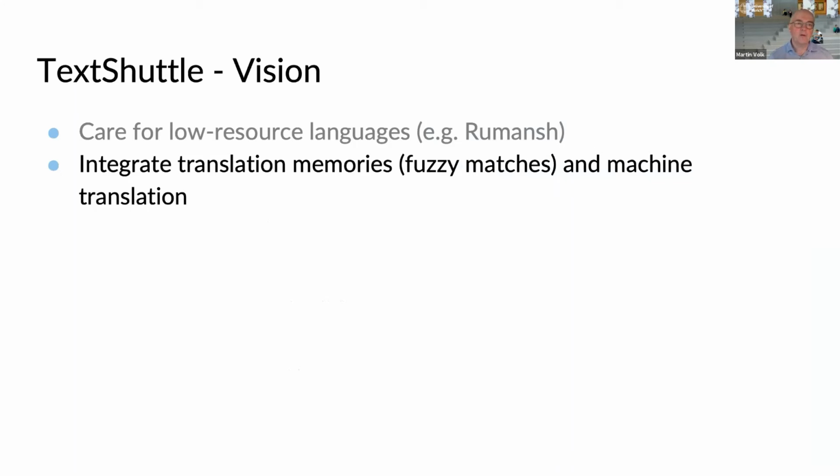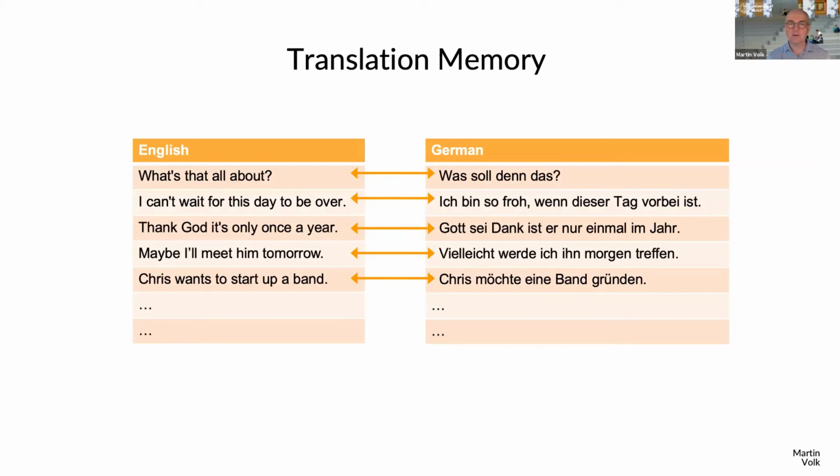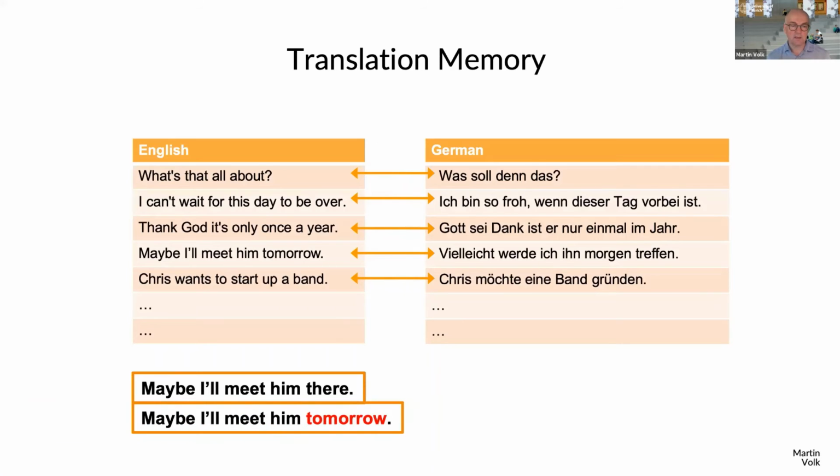Second, our vision says that we want to integrate translation memories, in particular fuzzy matches, and machine translation. And let me try to illustrate what we're dreaming of. So this is not implemented yet, but our idea is, if you have a translation memory like this, there's a few subtitles in here, and you want to translate a new sentence like, maybe I'll meet him there, well, then the translation memory is suggesting a fuzzy match because it's in the system. Maybe I'll meet him tomorrow. You see it as the fourth line up there.